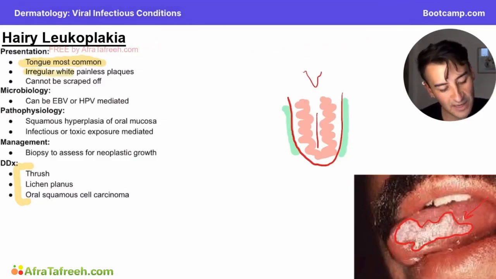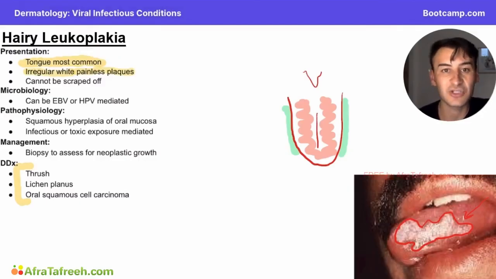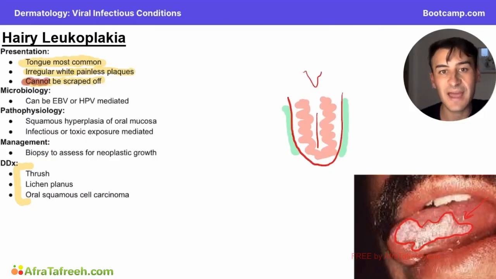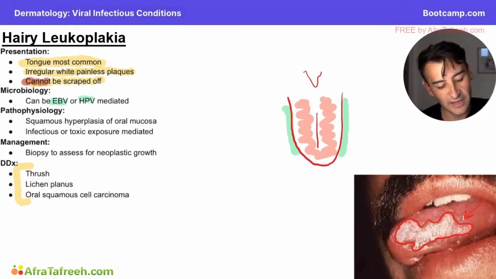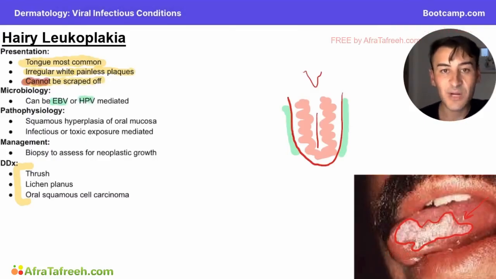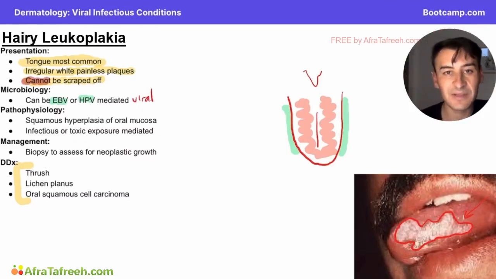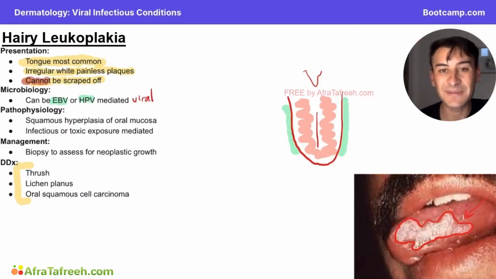It's irregular and white, and it's going to be painless. This is not going to be a painful lesion. This is just going to be something that patients notice perhaps when they're brushing their teeth or flossing and it comes to their attention. And like I said, important high yield fact here is that it cannot be scraped off. When it comes to the microbiology and the etiology of why this happens, it's going to be due to EBV or HPV strains. And this is primarily going to be for our viral mediated hairy leukoplakia, but there are other ways to get hairy leukoplakia besides viruses. So let's talk about some of those next.